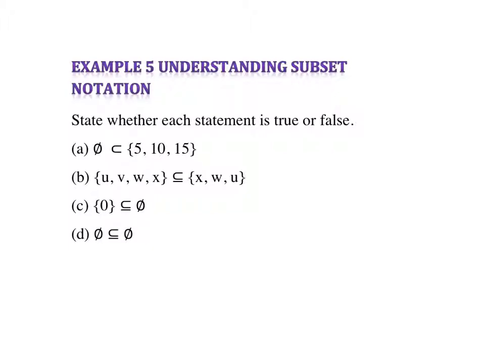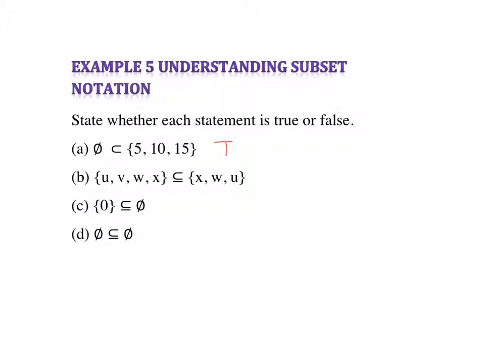And here are 4 more examples. State whether they're true or not. These are more or less different ways of challenging your understanding of subset notation. For A, the empty set is a proper subset of the set with 5, 10, 15. Empty set is a subset of all sets and is a proper subset of all sets except a null set itself. So this is a true statement.